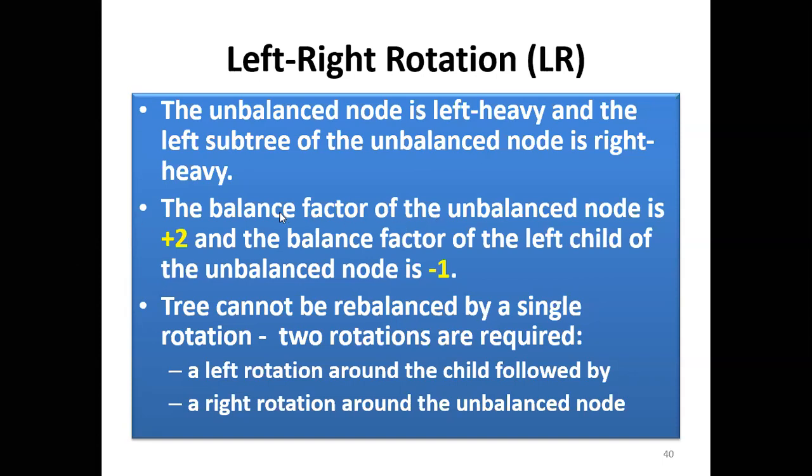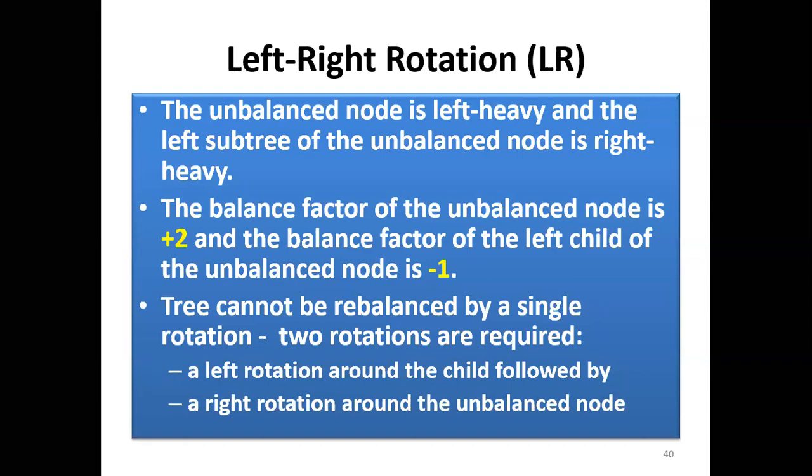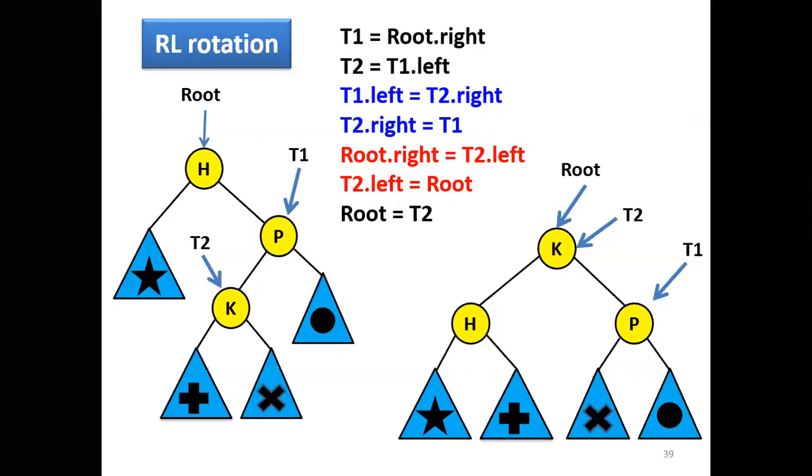So in this case, the balance factor of the unbalanced node is +2, and the balance factor of the left child of that unbalanced node is +1. And the operation we're going to perform will be left rotation followed by right rotation. There's no example for this, but it's similar to the example that we have here. Okay, all right. So if you have questions on this, please let us know.